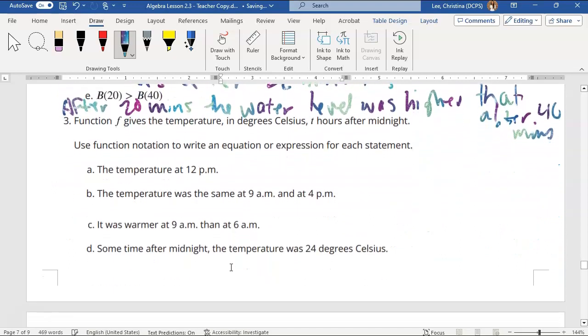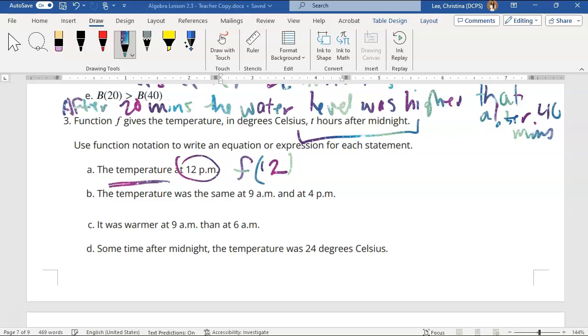Function f gives the temperature in Celsius T hours after midnight. So again, we have another certain number after midnight. It says use function notation to write an equation or expression for each statement. So f is our function, t is what's going in the parentheses, which is our hours, and then the temperature, right? So here we can go ahead and say that f of 12 p.m. is 12 hours after midnight, so f of 12. And we don't know what it equals because it's not giving us that, so we can just leave it as f of 12, and that represents the function when the input is 12 hours after midnight.